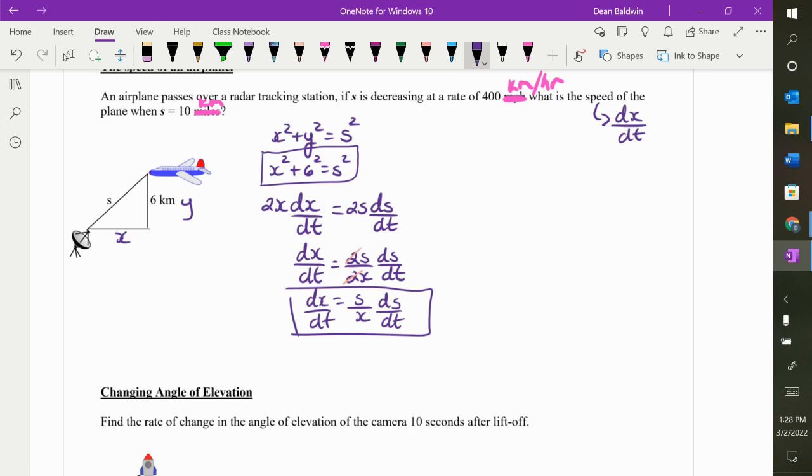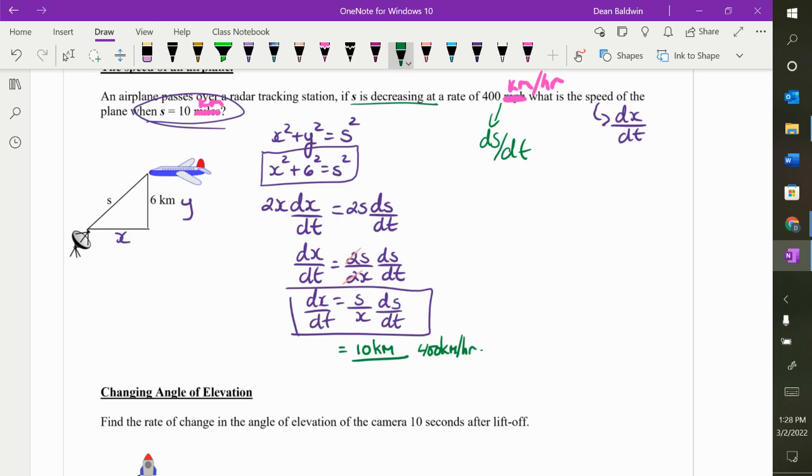What is s? 10. They tell you in the question. What is ds dt? That's 400. That's this, right? Because they tell you s is decreasing at a rate of blah, blah, blah, blah. So that's 400. Do I know x? I do not.